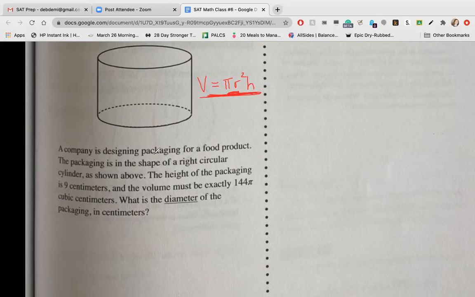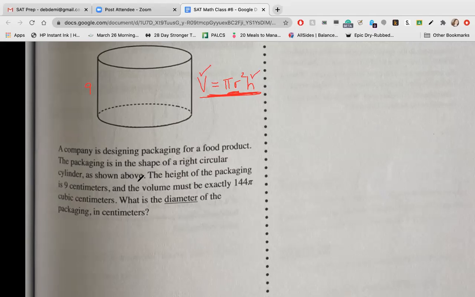So companies designing packaging for a food product. The packaging is in the shape of a right circular cylinder as shown above. The height of the packaging is 9 centimeters and the volume must be exactly 144 pi cubic centimeters. What is the diameter of the packaging in centimeters? Okay, so they gave you two pieces of our formula. They gave us the height and they gave us the volume. So we can put those two pieces into the formula.